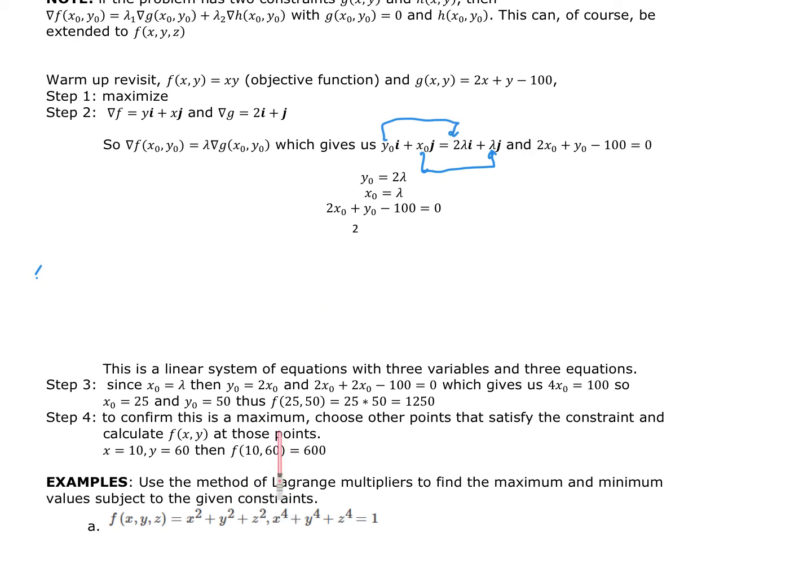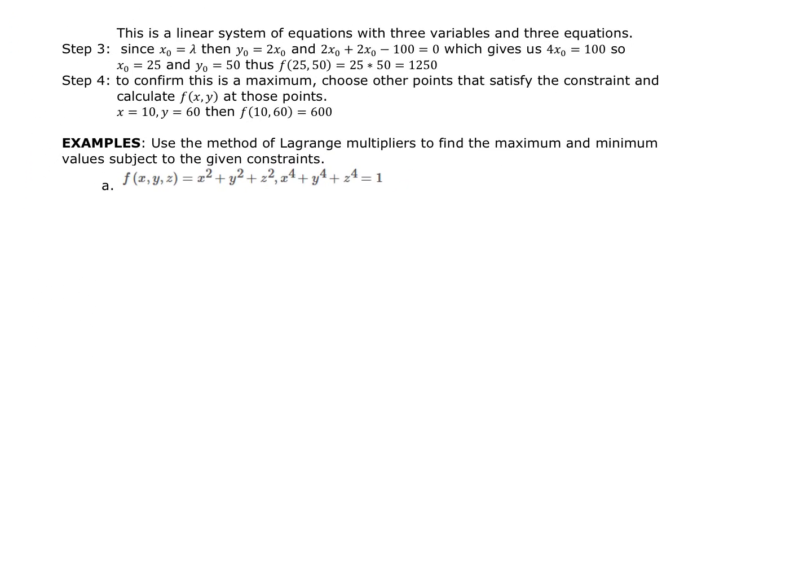And I can see that this truly is the maxima. So let's look at some examples in which I'm not actually given an application. They're just asking me to use the method of Lagrange multipliers to find the maxima and minima of the values subject to the given constraint. So they don't even tell me if these are maxima or minima.